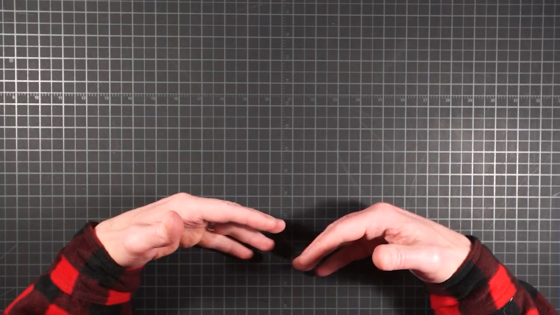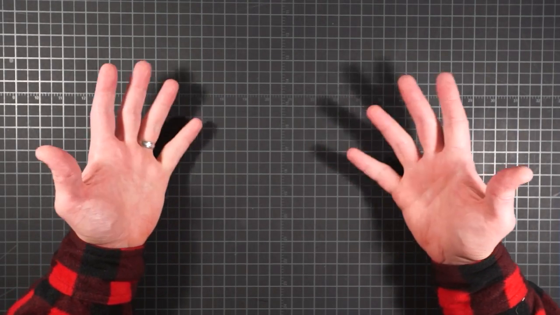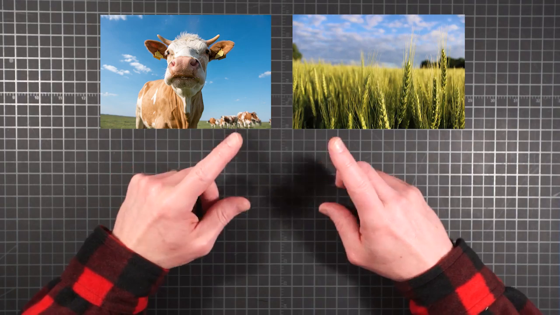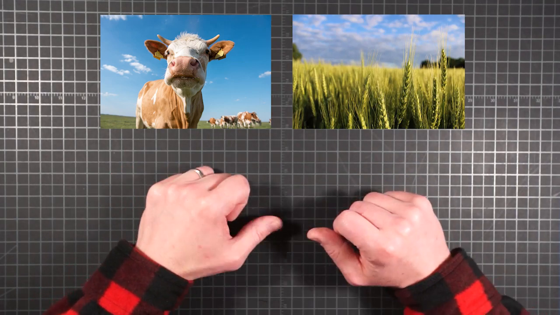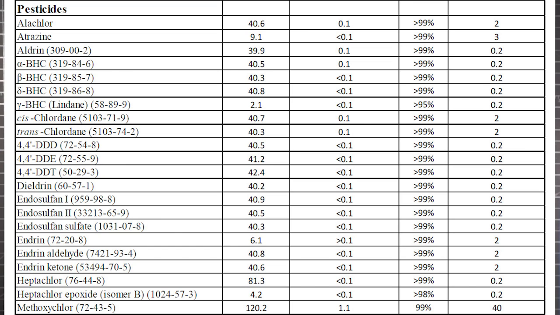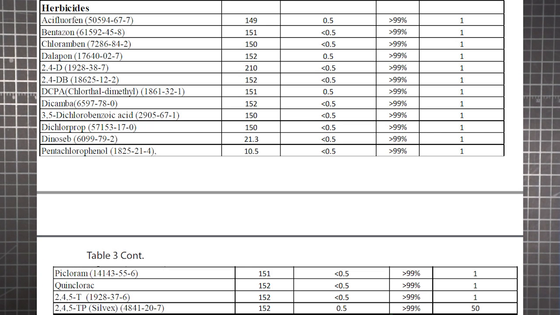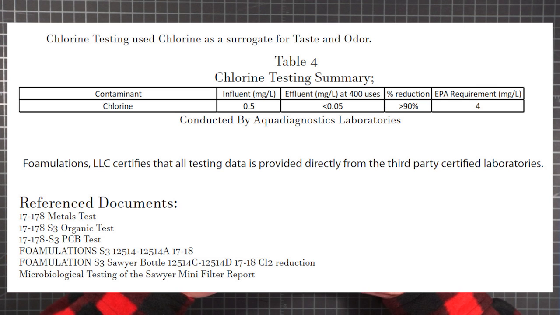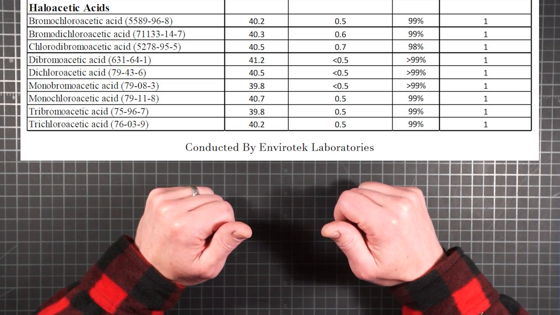Strictly from personal experience, what I do see along the trail sometimes is farmland, and where there are cows or crops, there is the possibility of runoff. That makes it nice to see these other sections within Table 3 that include the reduction values for pesticides, as well as herbicides. And we finish up with the reduction of chlorine and for a series of haloacetic acids.